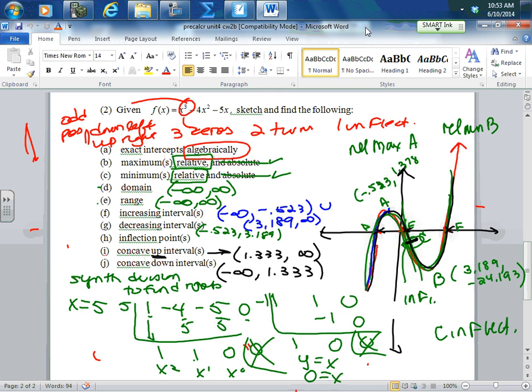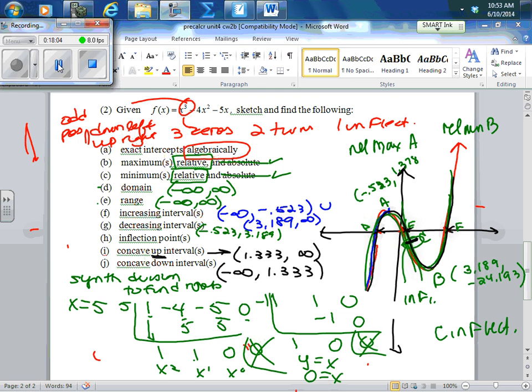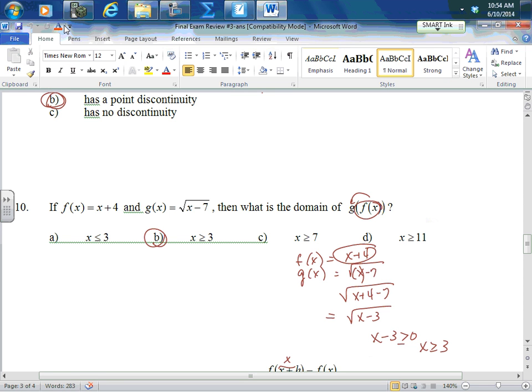Yes? And so, Aaron, remember your compositions. Always start at the right. So you're turning the f of x into the g of x. Write your f of x first, then your g of x. Take whatever was here and substitute it into that x.